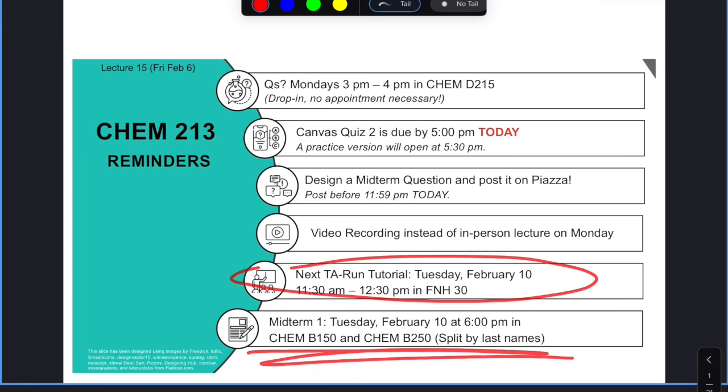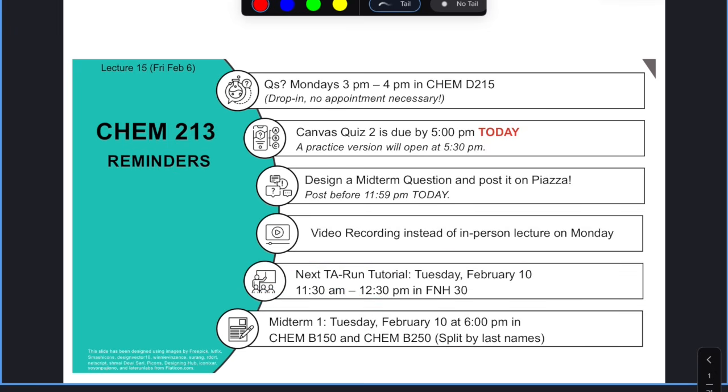Midterm 1 is going to be in the evening, 6 p.m. in chemistry. That's B150 and 250. I will put up the final names this afternoon, but roughly all I have to do is count how many people are writing, to see where that 50% based on last name sits. So I'll put that up there. Again, not the end of the world if you happen to go to the wrong room.